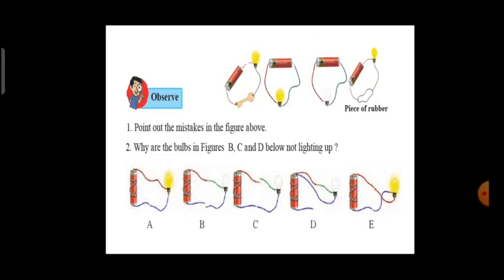Next, why are the bulbs in figure B, C and D below not lighting up? The bulb B does not glow because the circuit is incomplete due to the broken wire. The bulb C does not glow because the two wires are connected to each other and the circuit is not complete. The bulb D does not glow because both the wires are connected to the same terminal of the cell.